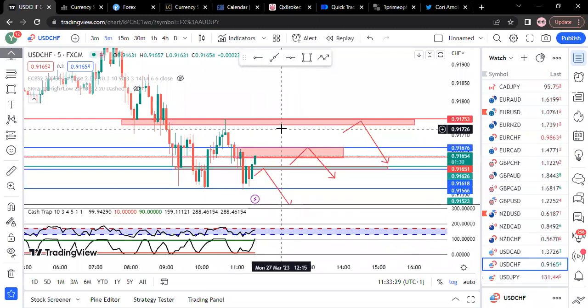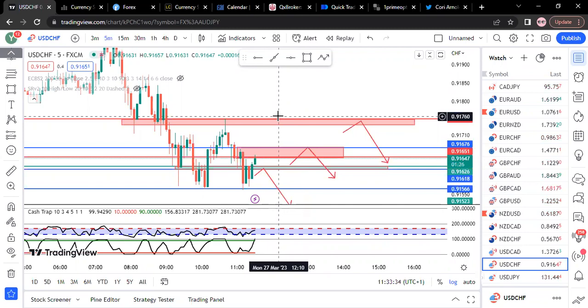Always remember, be patient to follow your trade and don't rush after the market. Let the market come and meet you. So after the close of this candle, we're actually expecting a reversal. After the close of this candle, we're expecting a reversal. So let's wait for this candle to close and see the next move.